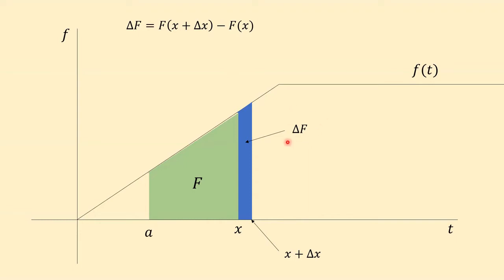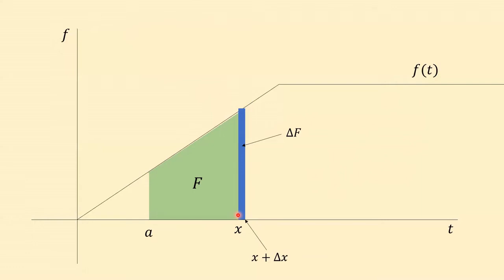Now, what is delta F? That's the extra area picked up as we scoot x to the right, so that would be the area from a to x plus delta x minus the area from a to x, right? Just the total area, green and blue, minus the green area would give us the extra little piece of area. So the change in F would be big F evaluated at the rightmost value of x minus the original value of x.